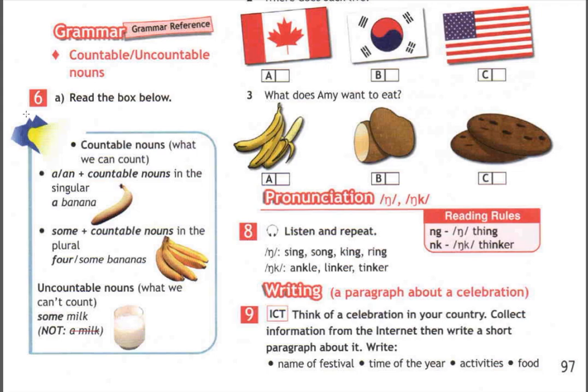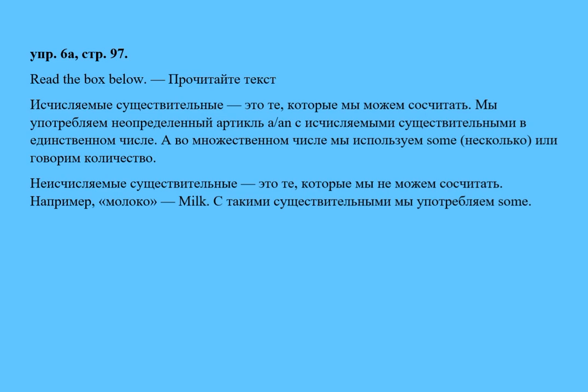Boys and girls, do exercise number 6, letter A. Read the box below. Прочитайте текст. Исчисляемые существительные, те, которые можно сосчитать. For example, apple, apples. Неисчисляемые существительные, те, которые мы не можем сосчитать. For example, milk.